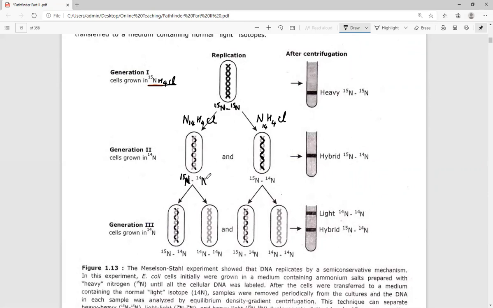N15, N14 type. And the last one, when again it is grown in ammonium chloride, NH4Cl, that too ammonium chloride, that is N14, it will remain N14, N14 type, N14, N15 type, N14, N15, and N14, N14. So what you conclude from this diagram is that only one strand of the parental DNA is being copied, and another strand of the daughter DNA is being produced.